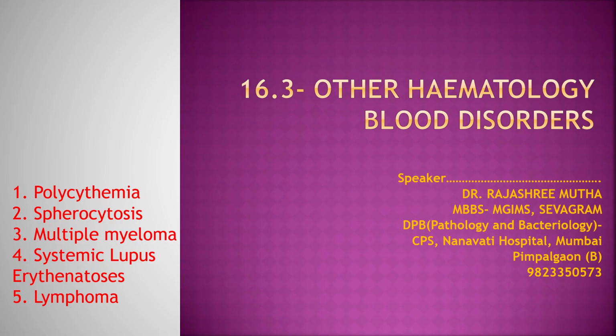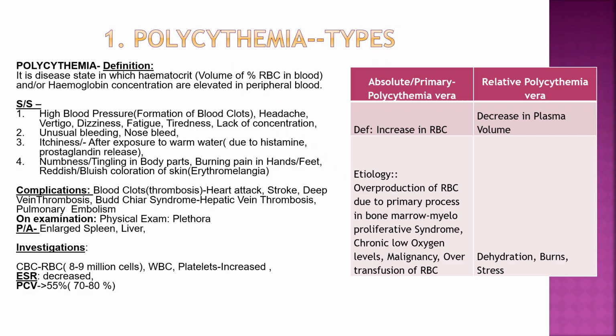So today we are going to study other hematology blood disorders. Other than anemia and leukemia, blood disorders include polycythemia, spherocytosis, multiple myeloma, systemic lupus erythematosus, lymphoma, etc. First is polycythemia. It is a disease state in which hematocrit, the volume of RBCs in blood, is increased, or hemoglobin concentration is increased in the blood.